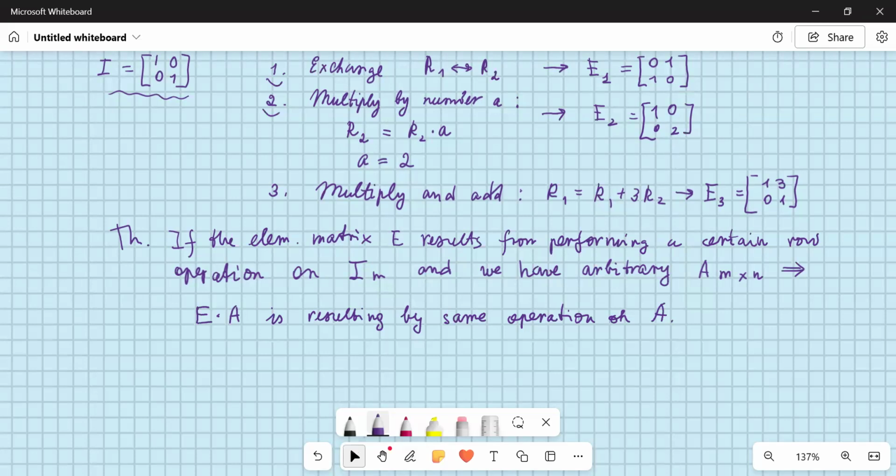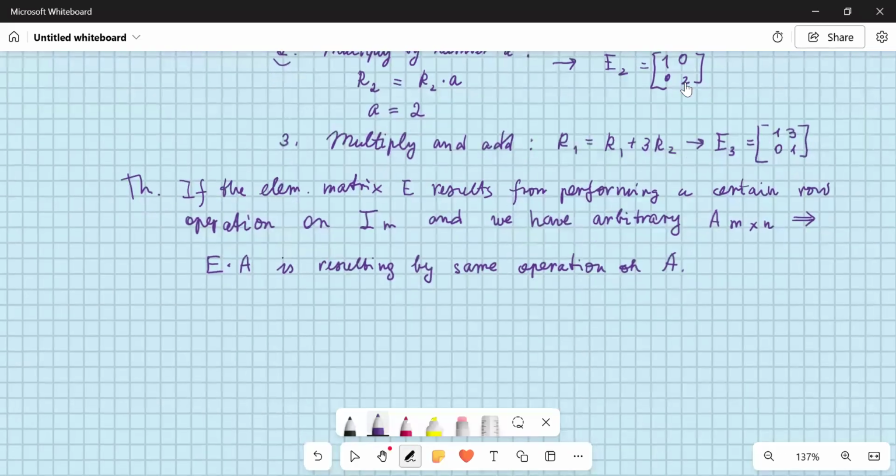Well, I'm not going to prove this theorem. I'm just going to show you how it works. And I don't think that we really need any special proof of the theorem. Let's see how it works, because the proof is very, very obvious. I'm going to consider matrix A again, 2 by 2, just to make it faster. And I'm going to consider our standard matrix 1, 2, 3, 4.